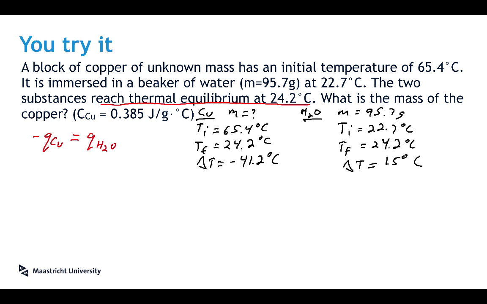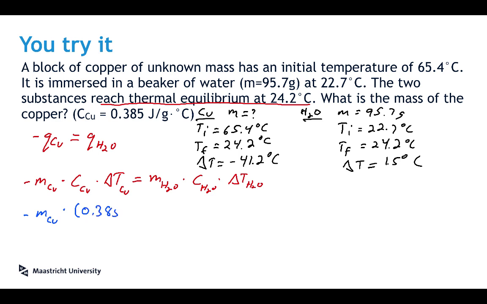So we can write out an equation here where we have minus mass of the copper times specific heat of the copper times the delta T of the copper. It's got to be equal to the mass of the water times the specific heat of the water times the change in temperature of the water. And so we know almost all of those things except for the mass of the copper. So we get negative mass of the copper times 0.385 joules per gram degree C times negative 41.2 degrees C.